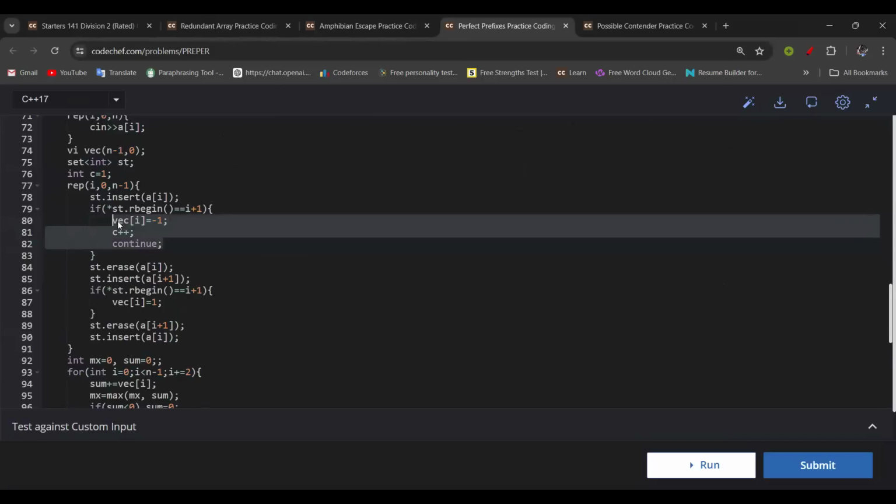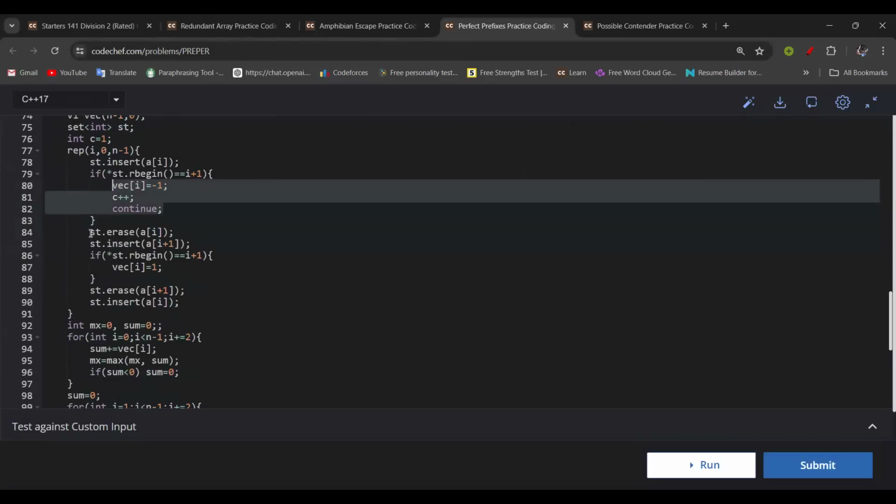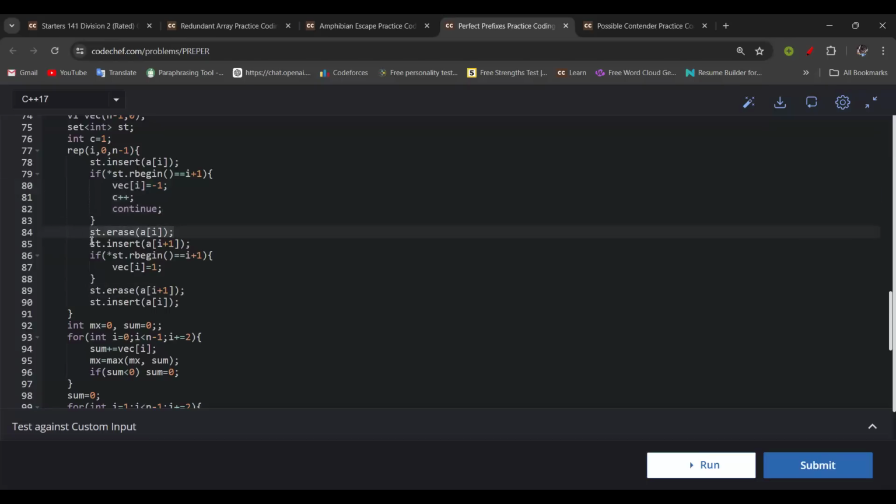Now, if this is not satisfying, then what can we do? We check for the swapping case. If this is not satisfied, can we satisfy it after swapping? So erase a[i] and insert a[i+1]. Then again check. So I erased a[i], inserted a[i+1], then checked. If I had swapped, does this satisfy? If this is satisfied, I would store vec equal to one.